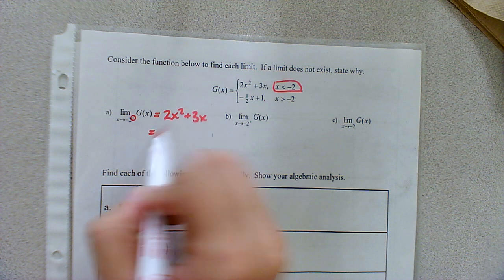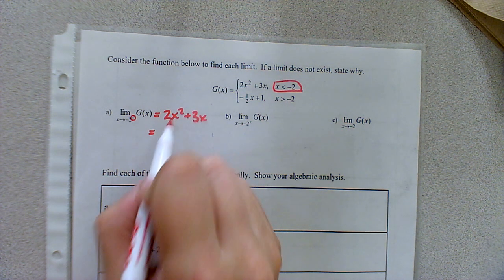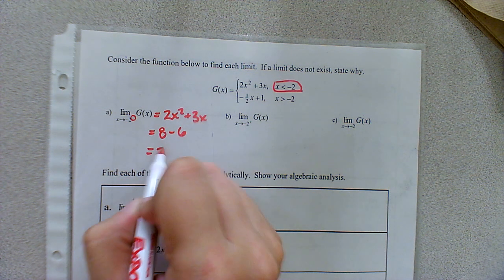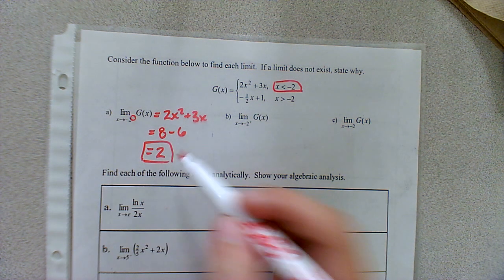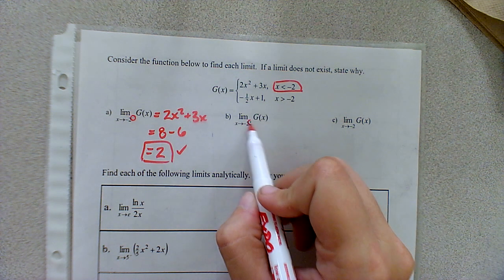So direct substitution, go ahead and plug in -2. -2 squared is 4, times 2 is 8, and then minus 2 gives us 6. So it looks like as we approach -2 from the left, we approach a height of 2. Let's go ahead and check out the right-hand side.